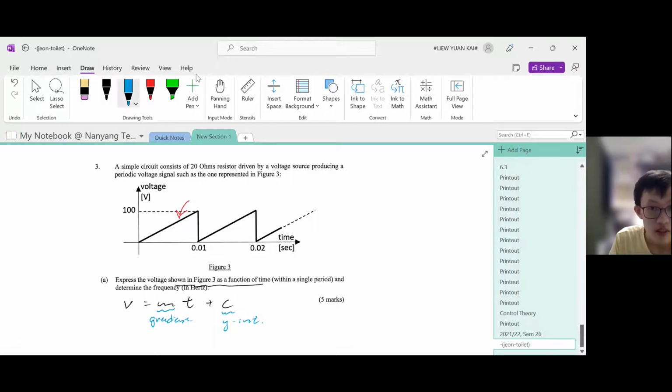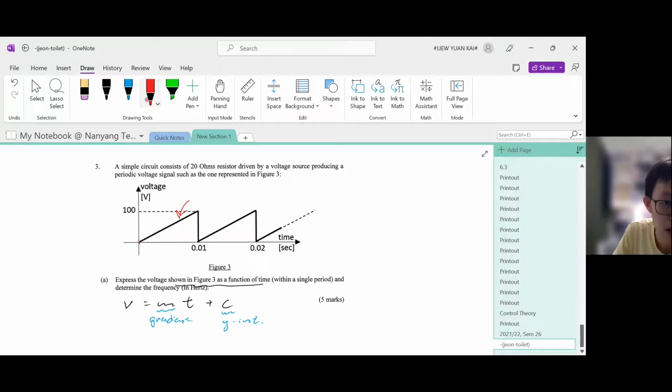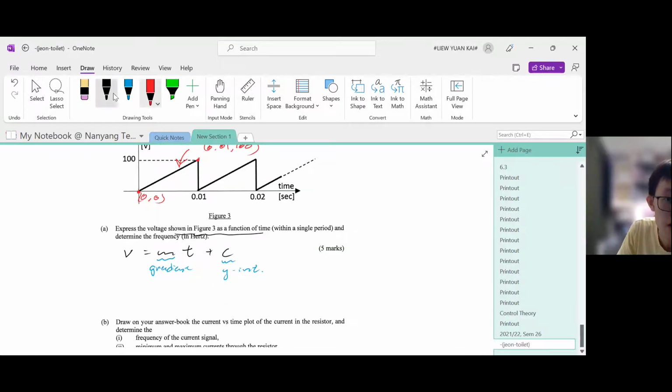Okay, so gradient of a straight line, we need 2 points, right? So let's choose the 2 endpoints. So here is 0, 0. And here is this, like that, right? It's just the coordinates of the 2 endpoints. So gradient is given by (y2 - y1) over (x2 - x1). So this is 100 minus 0 divided by 0.001 minus 0. So this will give me 100,000.